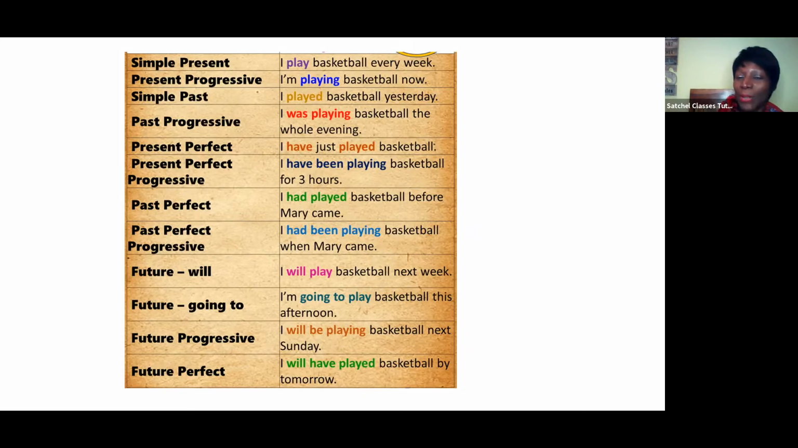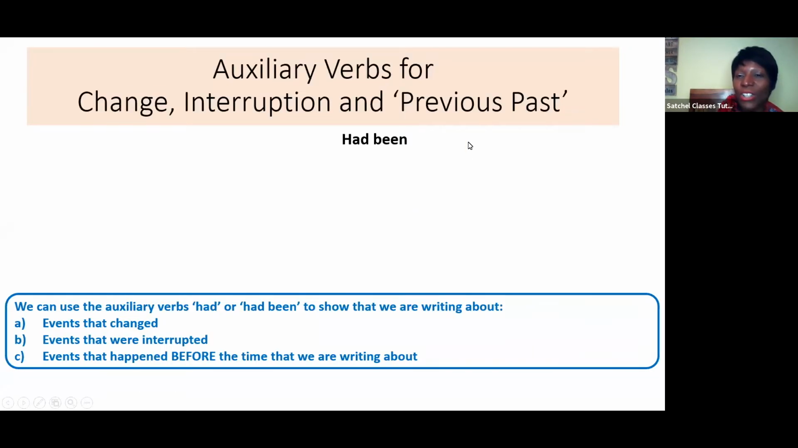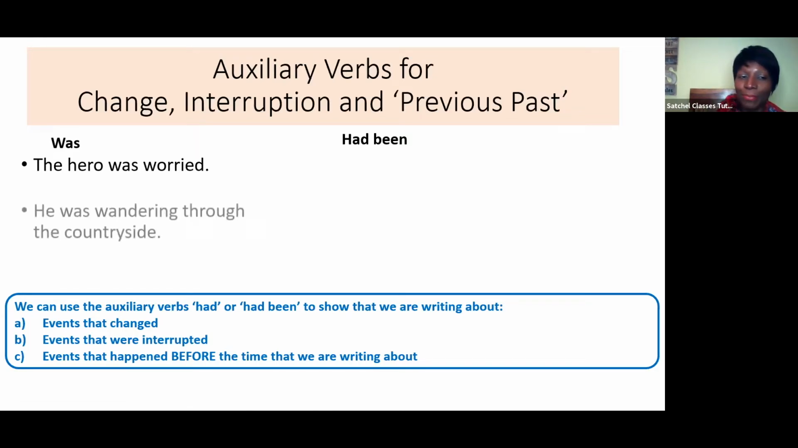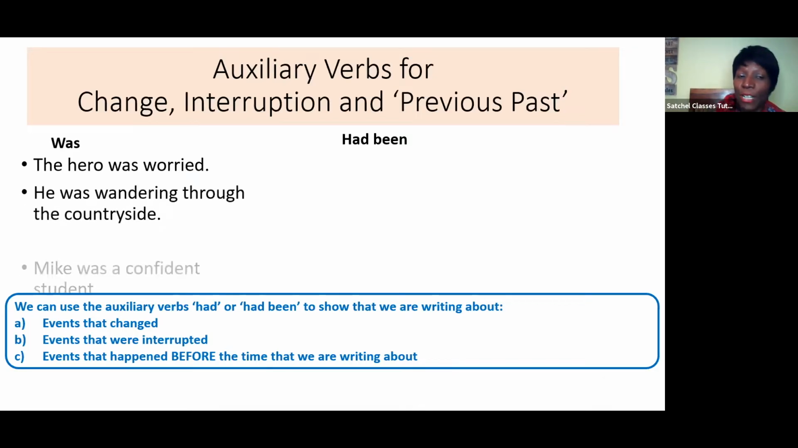I had been playing basketball when Mary came. This is a really helpful tense to show interruption, to show change, and to show the previous past. So using the had been and replacing it with the was. So let's look at some sentences for fiction writing, some sentences for non-fiction. The hero was worried. He was traveling through the countryside.